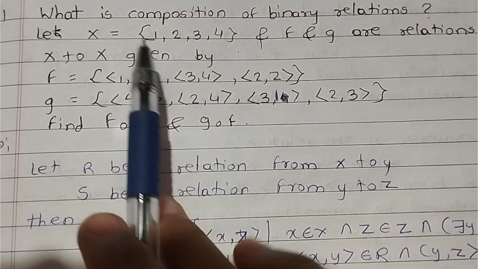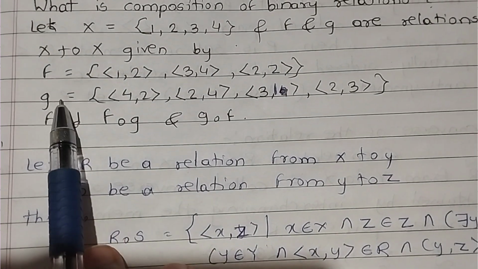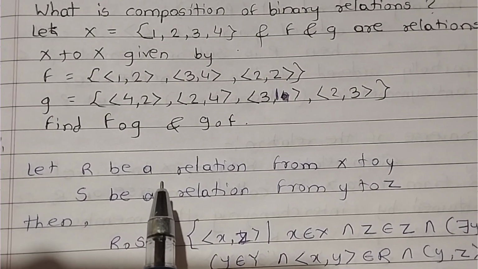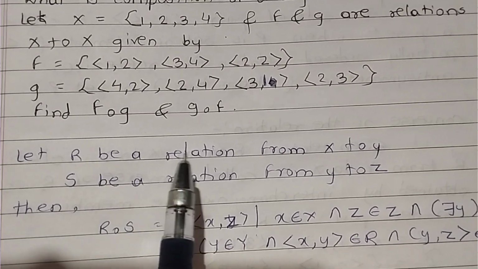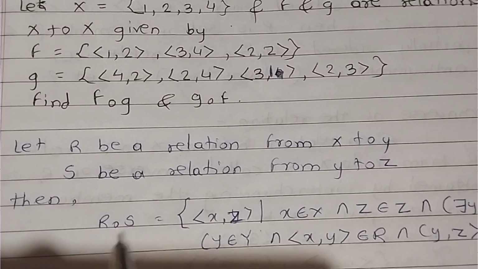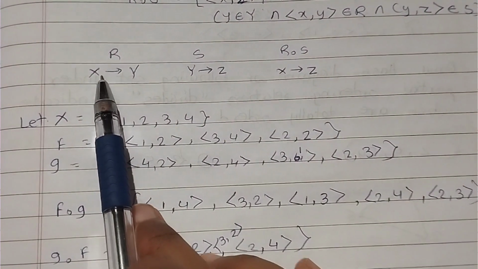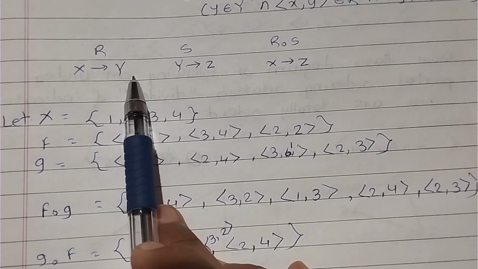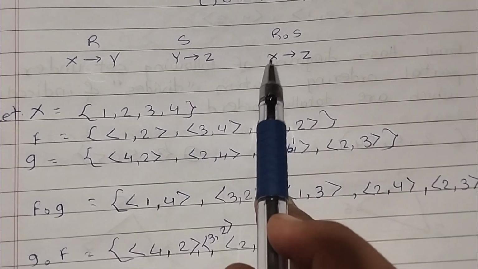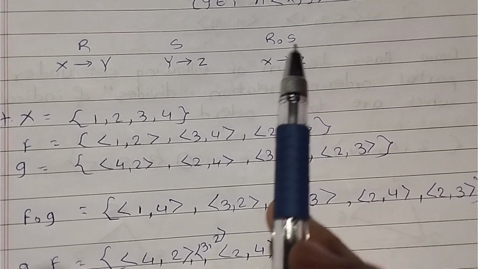One more example here. Here X is equal to {1, 2, 3, 4} and F and G are given as the relations. Let R be a relation from X to Y and S be a relation from Y to Z. Then R∘S, we know, is from X to Z. So in short, X and Y is a relation and Y and Z is a relation. Then R∘S is X related with Z also.